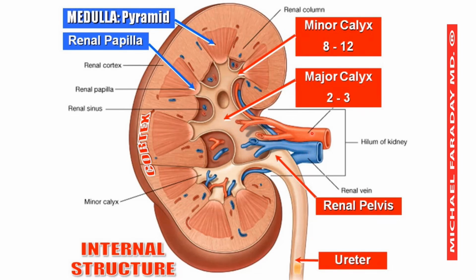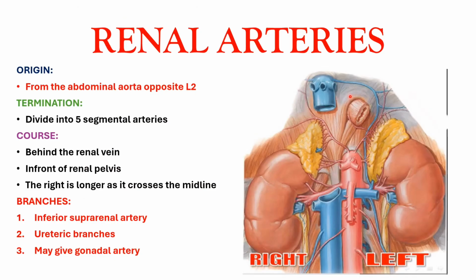Let's look at the renal artery. In anatomy, for any blood vessel, whether an artery or a vein, there are four things you need to look at. The first thing is the origin of the artery. The second thing you have to look at is the termination of the artery. The third thing you need to look at is the course of the artery. And then you look at the branches of the artery. So we are dealing with the renal artery.